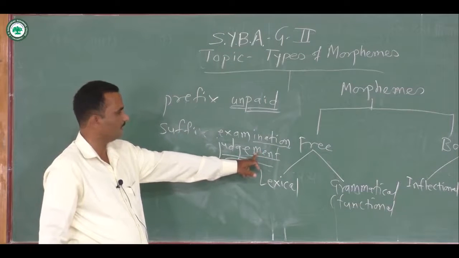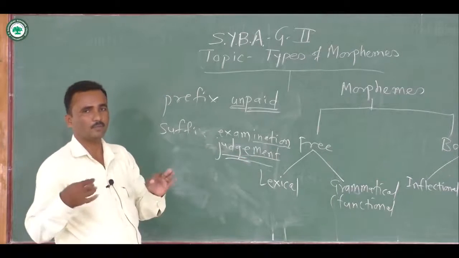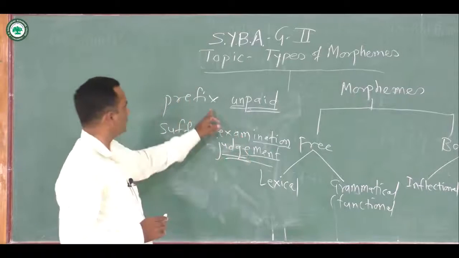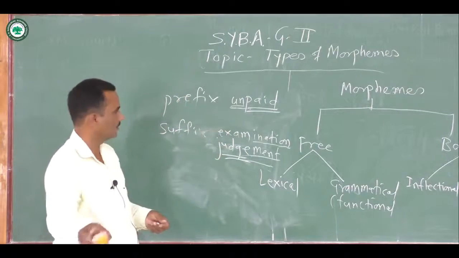When this ment is removed, when ment is displaced from judge, it will have no meaning. We talked about it while discussing bound morphemes. So affixation is the most common process for the formation of words. We have to keep that in mind.